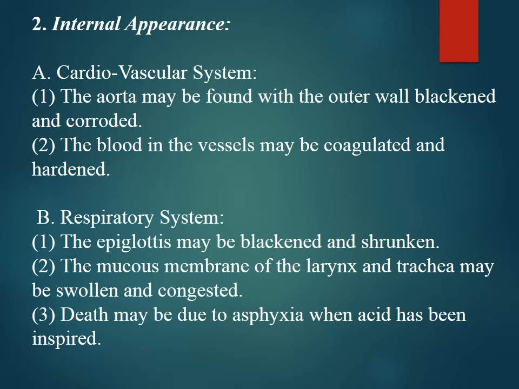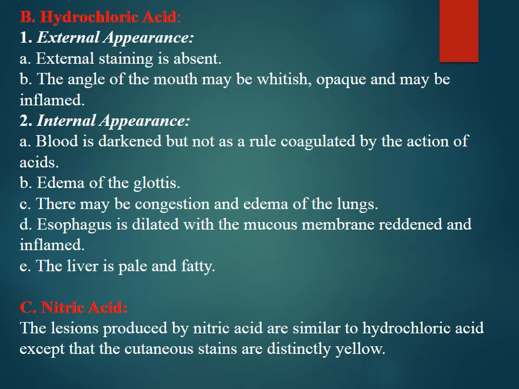Respiratory system: the epiglottis may be blackened and shrunken. The mucous membrane of the larynx and trachea may be swollen and congested. Death may be due to asphyxia when acid has been inspired or ingested. Next is hydrochloric acid. External appearance: external staining is absent. The angle of the mouth may be whitish, opaque, and may be inflamed.